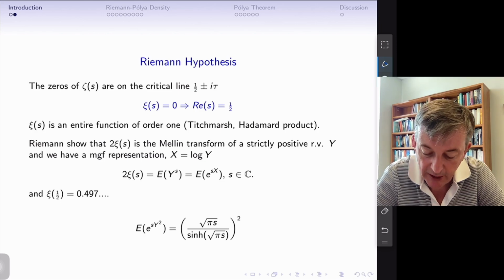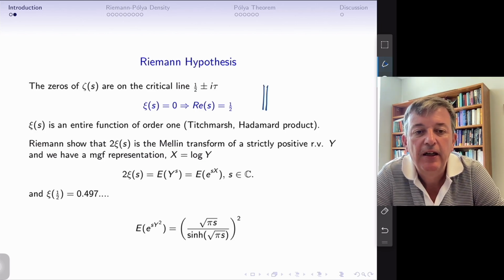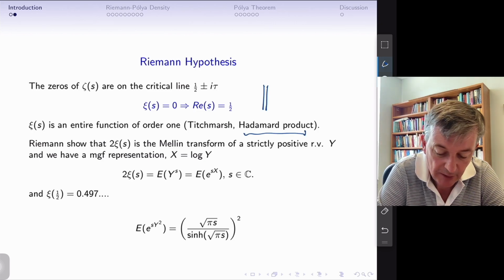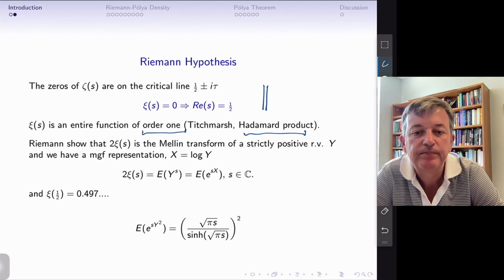Okay, so a quick little review of what's known about the Riemann hypothesis. Another way of saying it is that if xi of s is equal to 0, then that must mean that the real part of s is equal to a half. A very famous book is Titchmarsh's on the theory of the Riemann zeta function. We know that it has a Hadamard product, and we know it's an entire function of order 1.